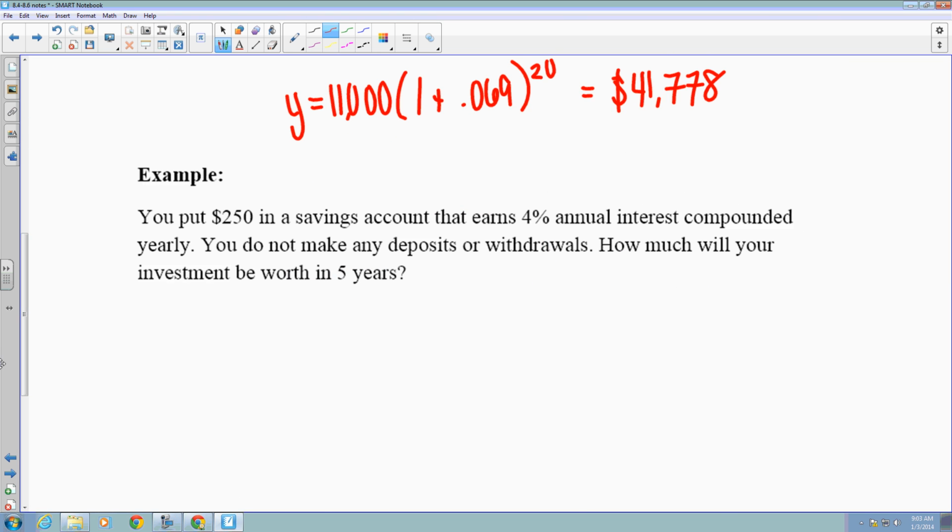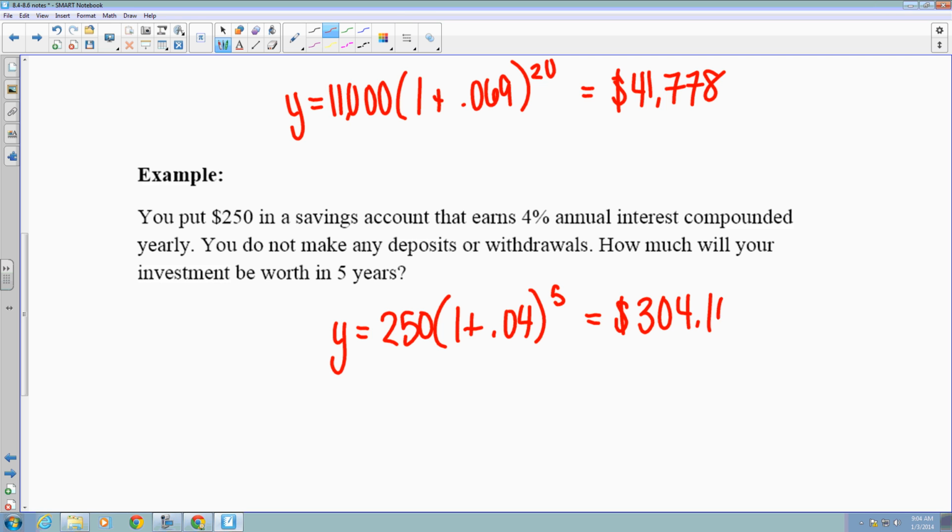If you put $250 into a savings account that earns 4%, compounded yearly, and you do not make any deposits or withdrawals, how much will your investment be worth in 5 years? Your initial amount's $250. 1 plus your interest rate 0.04 raised to the 5th. You'll have $304.16 in 5 years if you invest that much. Okay, and that was section 8.5.